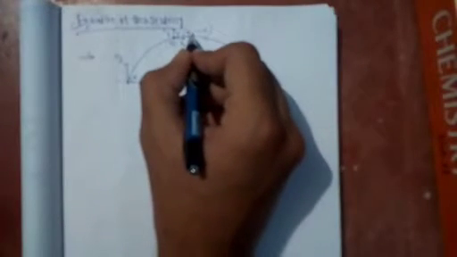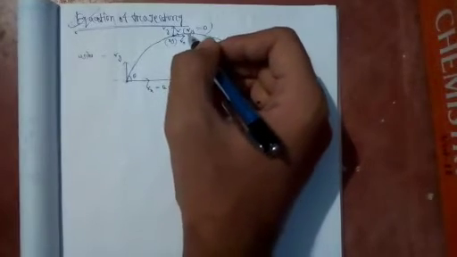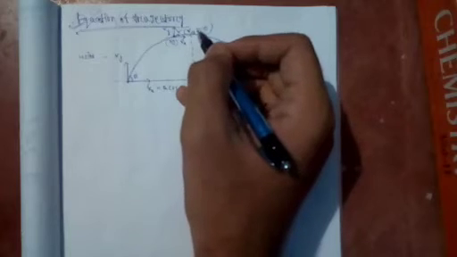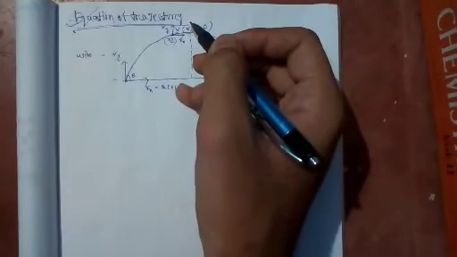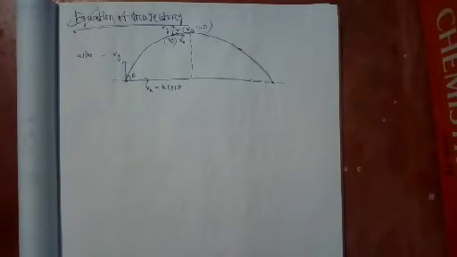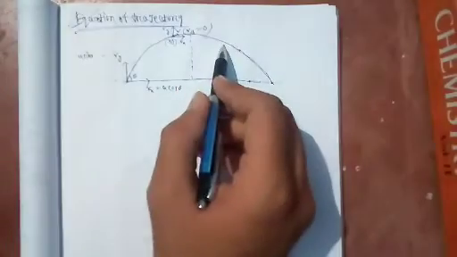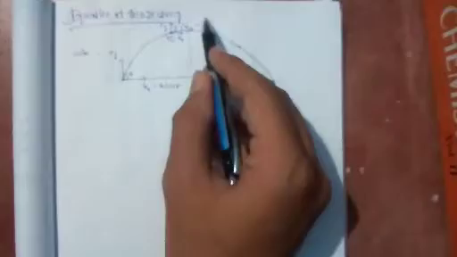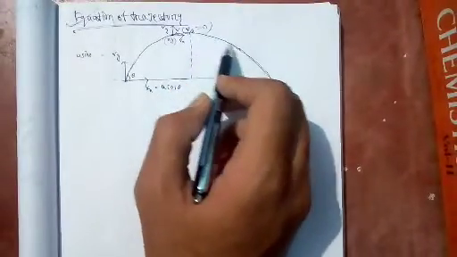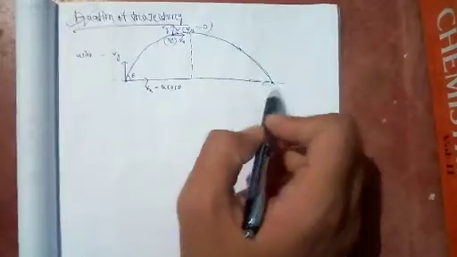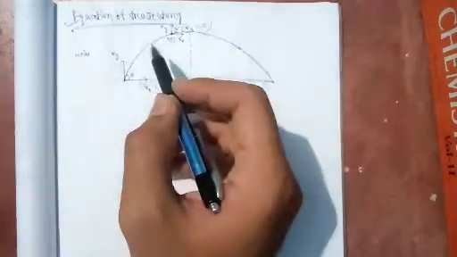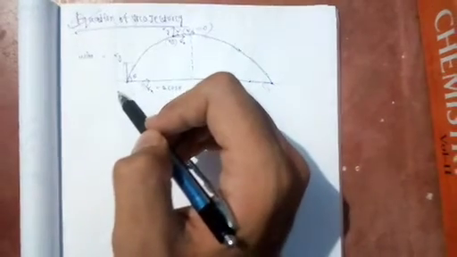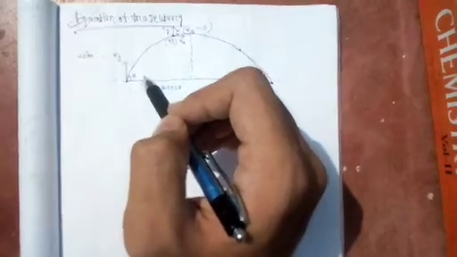Here the velocity in y direction is equal to 0 at the maximum position. The velocity in y direction is 0 and the velocity in x direction is maximum. Then again the velocity increases, and with the same velocity with which it was projected, it returns to the ground.